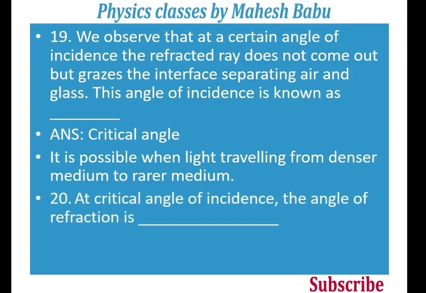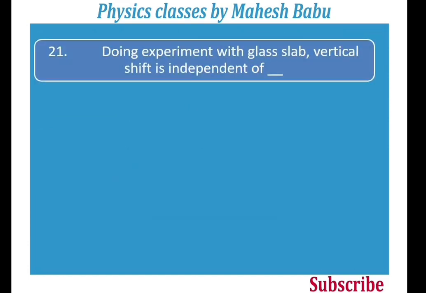Next, at the critical angle of incidence, the angle of refraction is, as we saw in the previous question, the refracted ray does not come out but grazes at the interface. So the angle of refraction is 90 degrees. Next, doing the experiment with the glass slab, the vertical shift is independent of.